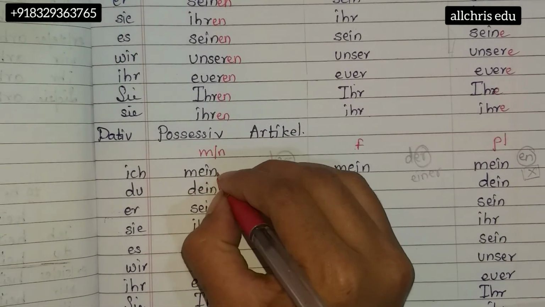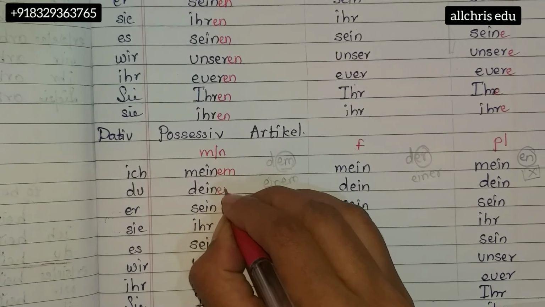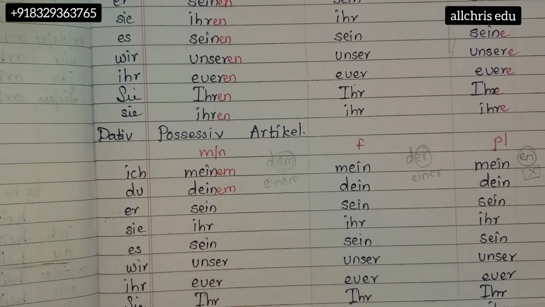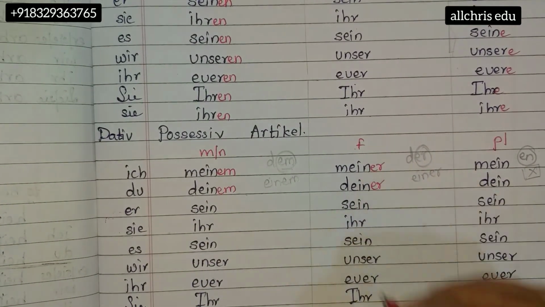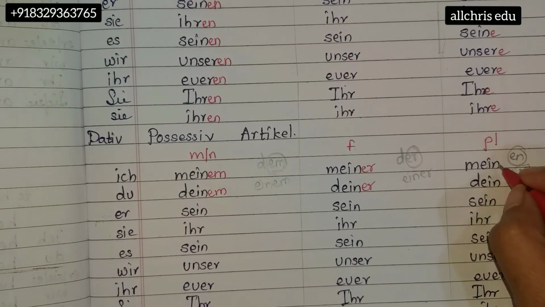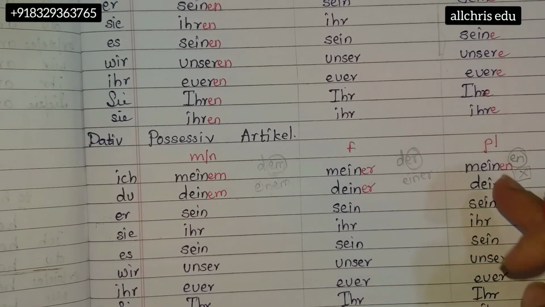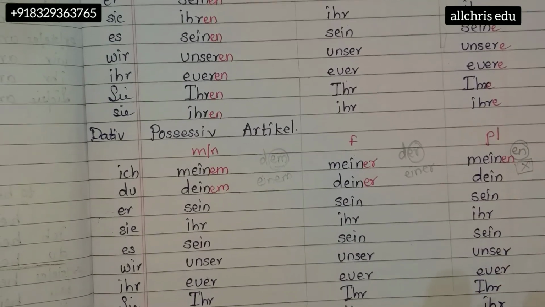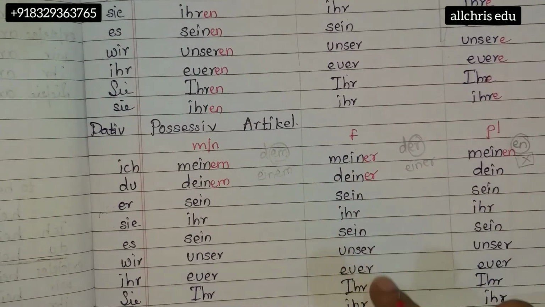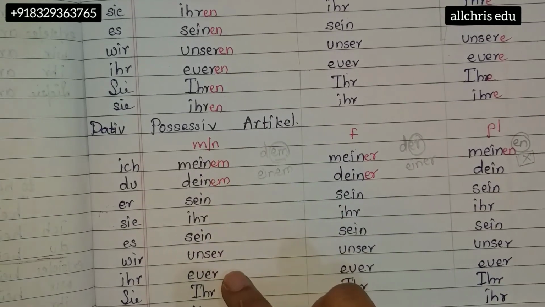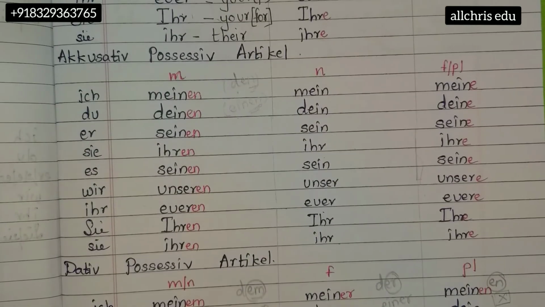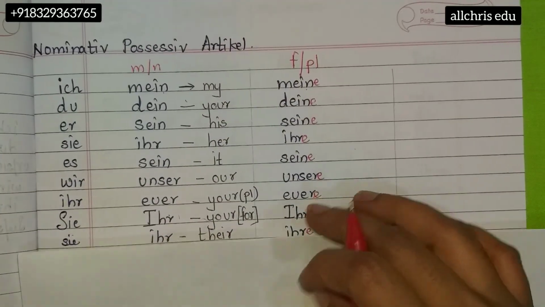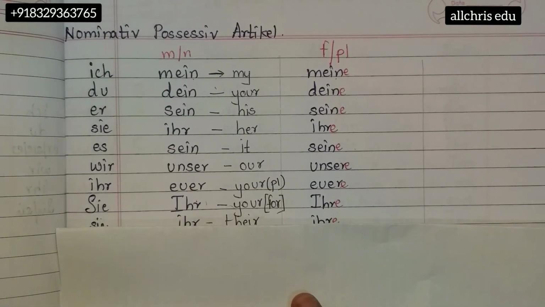Yeah. So here em for mango. So everywhere from up till down, please write em everywhere. Here it will become er. R for rabbit, er. And in plural it should be en. N for number. So from up till down, put en everywhere. Yeah, everywhere you are going to put en, em for mango. So this is how the dative, accusative and nominative possessive article chart is made.